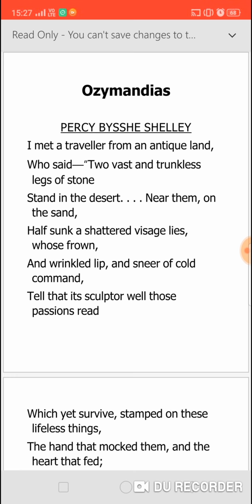Now, Shelley starts the poem just like that. He says, I met a traveler from an antique land. He does not mention which land it is, but since we have done a little research, many critics, many scholars have said that this antique land must be Egypt. So Shelley says that he met a traveler who was from an antique land.